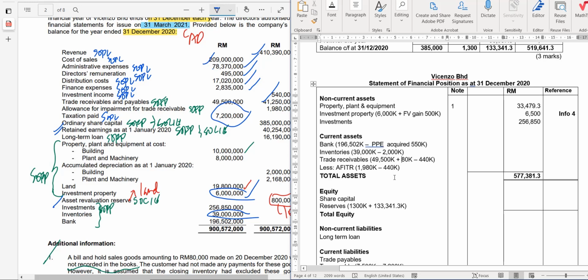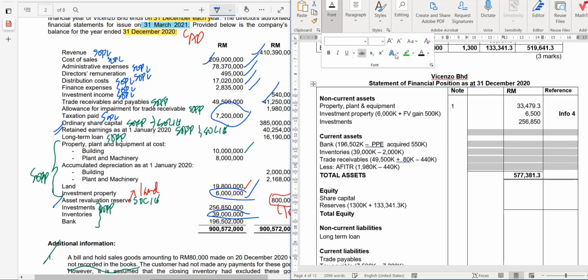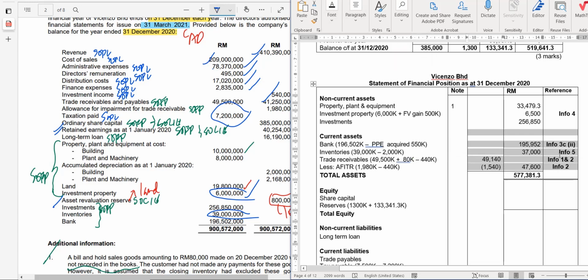This trade receivable here, actually this one is due to the bad debts being written off, and this 80,000 here is actually the bill and wholesale. So you may have here bill and wholesale, yeah, and this one here is the bad debts written off. So the total would be, you can refer that to the information column which I have already included.